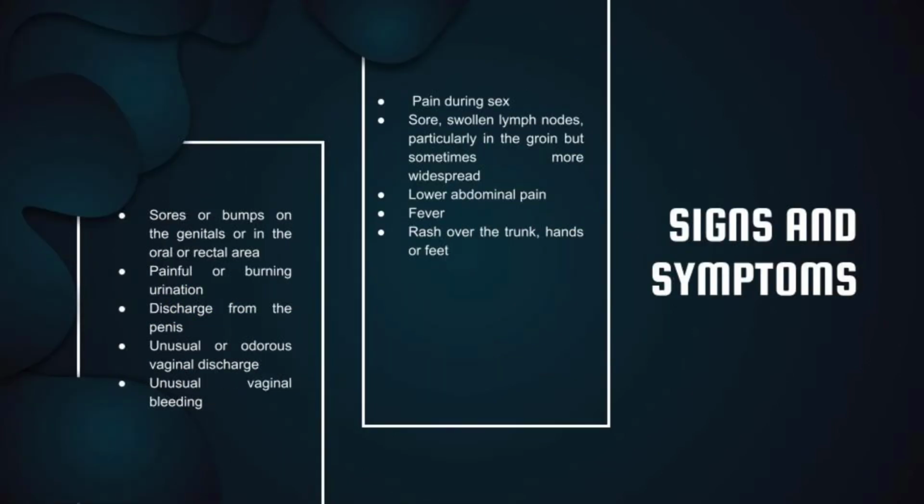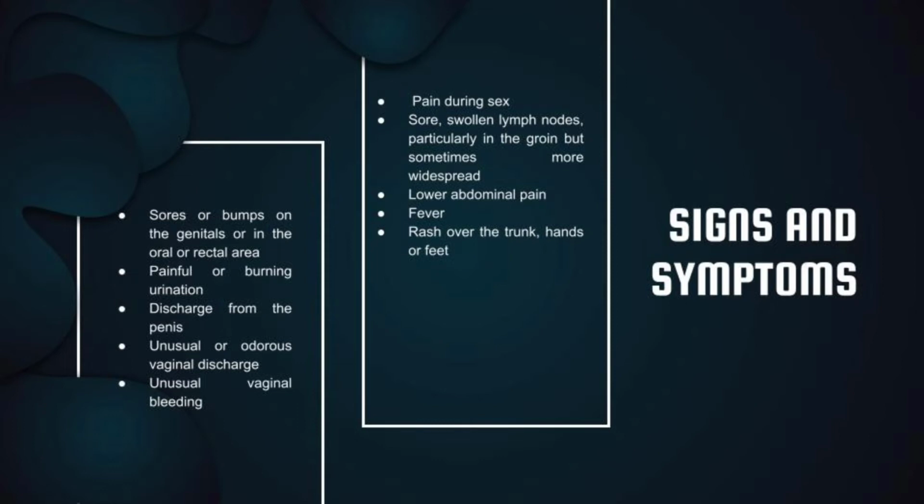And so we are done with the types. Let us proceed with its signs and symptoms. Of course, what are the signs and symptoms? We have to know about it so that we can be aware if we are starting to contract bacteria, viruses, or STDs. First, sores or bumps on the genitals or in the oral or rectal area.